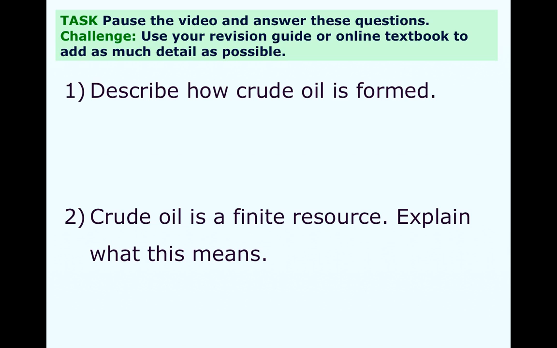What I'd like you to do is pause the video and have a go at answering these questions. If you want a bit more challenge, you could use your revision guide or the online Caboodle textbook to add as much detail as possible to your answers. Once you're finished, play the video and we'll go through the answers.